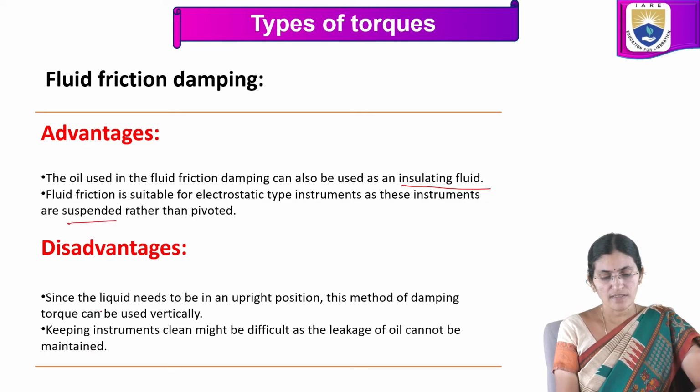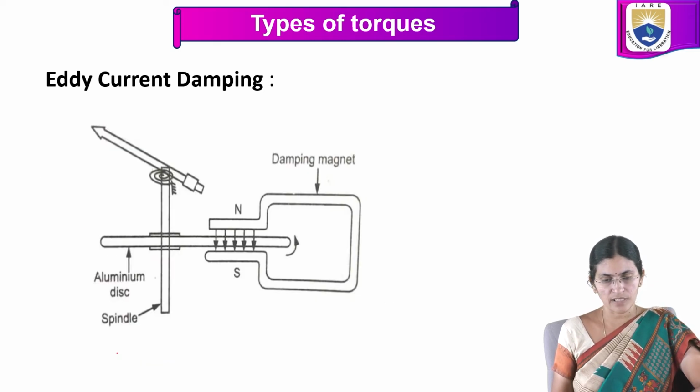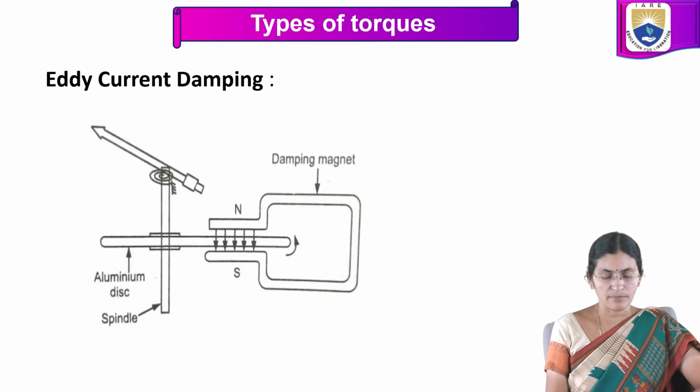Disadvantages are, since the liquid needs to be in an upright position, this method of torque can be used vertically only. So that is the main disadvantage. Keeping the instruments clean might be difficult as the leakage of oil cannot be maintained. That is another disadvantage. Next is eddy current damping.